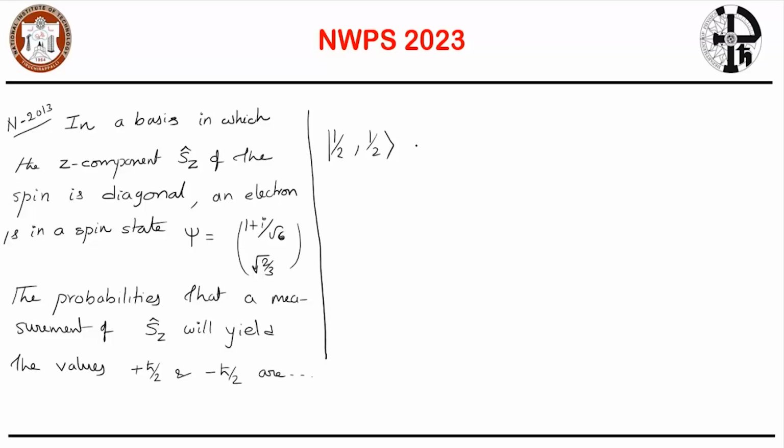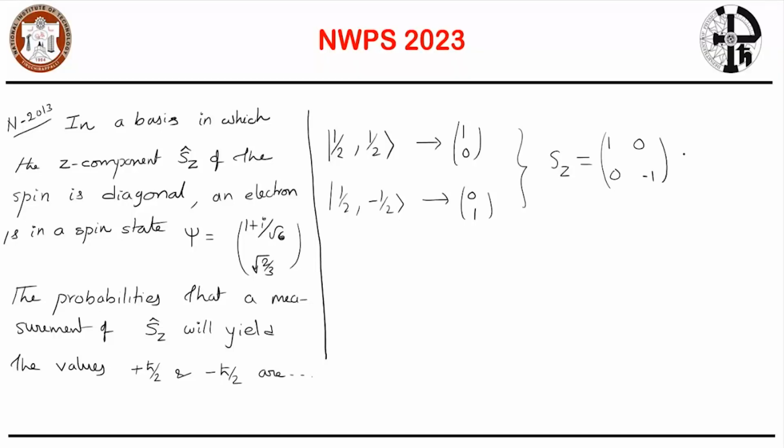If you have a ket, you write it as 1, 0, and if you have another ket, you write it as 0, 1, then you can write Sz as a matrix representation. The Sz matrix representation is 1, 0, 0, minus 1 multiplied with h cross over 2. So he's talking about this basis. You should know in the beginning itself: in a basis in which the z component Sz of the spin is diagonal. That means he's talking about this kind of setup.